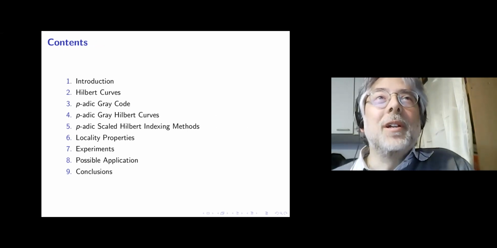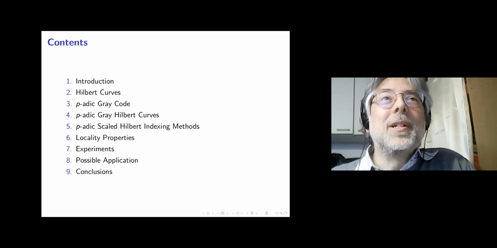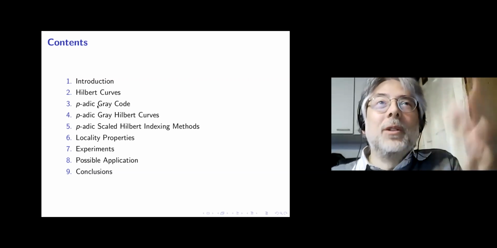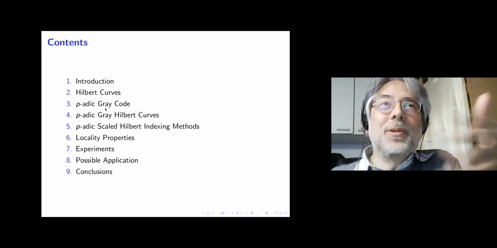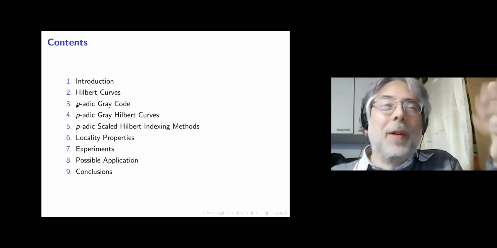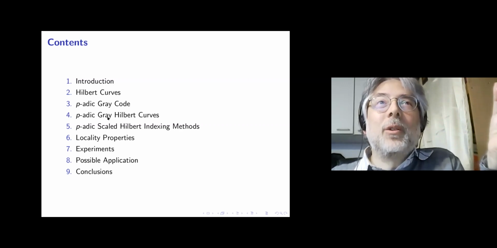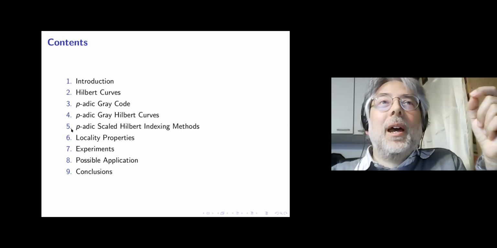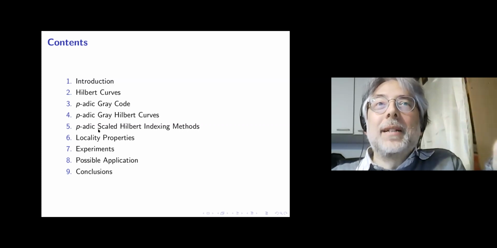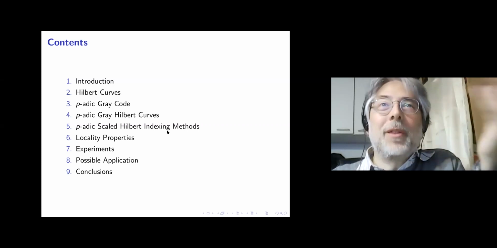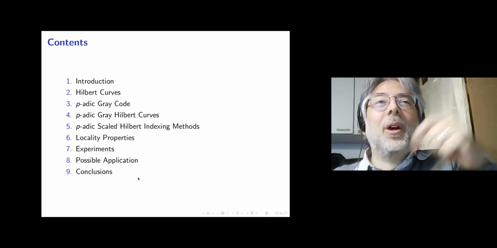First, an introduction, and then Hilbert curves, and then p-Adic Gray code. That is what you need in order to extend this idea of Hilbert curves, in a meaningful way, to higher dimensions. And then you get the p-Adic Gray Hilbert curves. And with this, you can produce an index, a scaled index, or a method for indexing. And we'll discuss locality properties of this and look at some experiments and possible applications, and then conclusions.